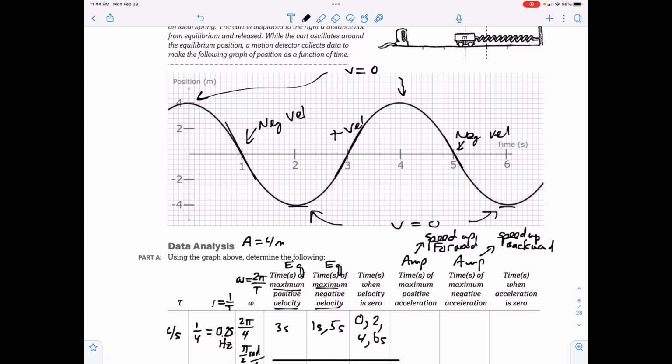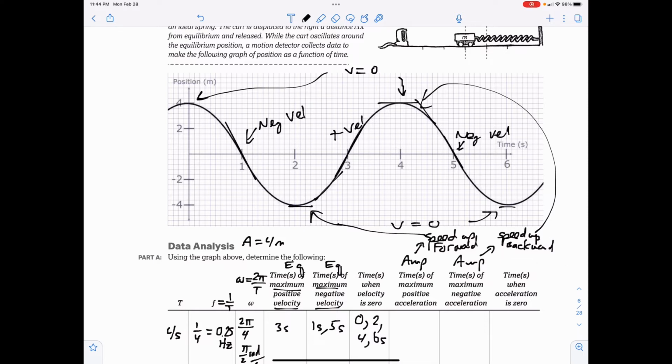Okay, so this would be speeding up going forward. This would be speeding up going backwards. So the concave uphill, you're speeding up. With positive slope, you're going forward velocity. Here we're going from flat to steep, so we're speeding up, but with negative slopes, backward, negative velocity.